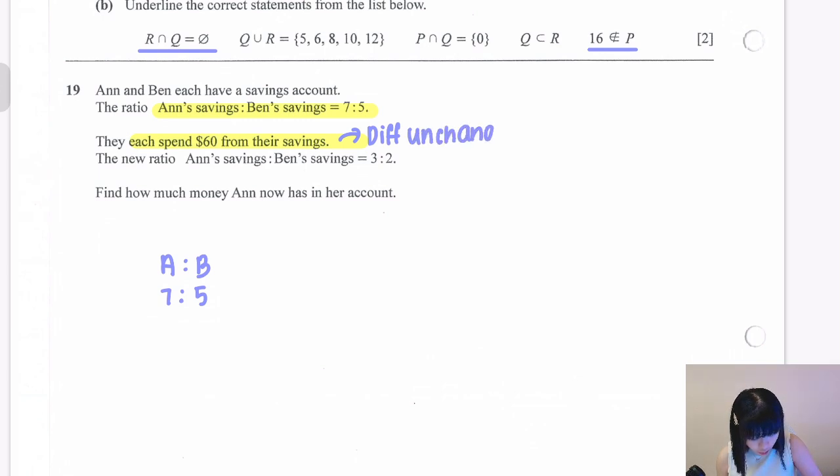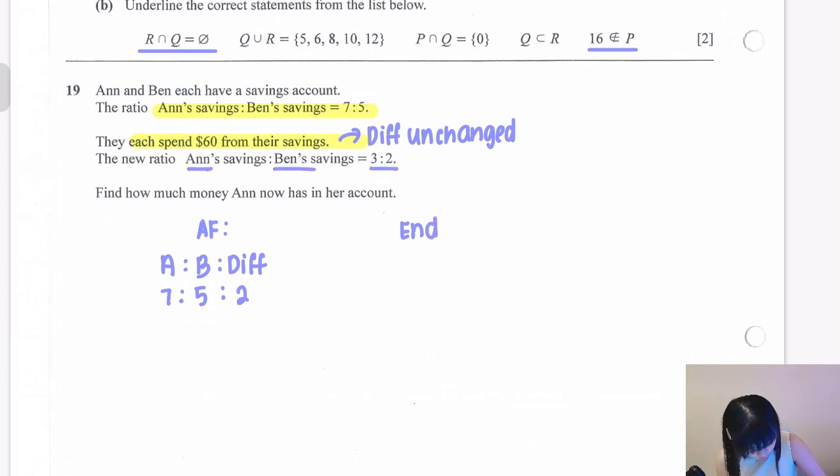Okay? So, primary school question. If you apply the primary school way, the difference is unchanged. Okay? 7 minus 5, the difference is 2. That's the ratio at first. In the end, Anne to Ben is 3:2. So the difference in the end is 3 minus 2, which is 1. However, the difference should be the same.